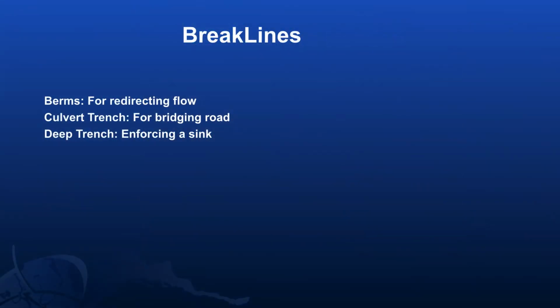Break lines. There are 3 types of break lines that are used for LiDAR editing: a berm, a culvert trench, and a deep trench. Break lines, based on their functionality, have their own way of setup. Berm is used to redirect flow. Culvert trench is used for bridging a road to open up a sink that is caused by a bridge. Deep trench is used to open up a sink in mountain areas that are caused by trees or big rocks.